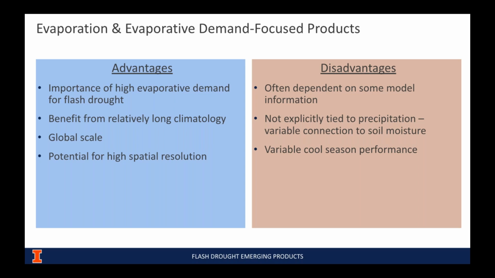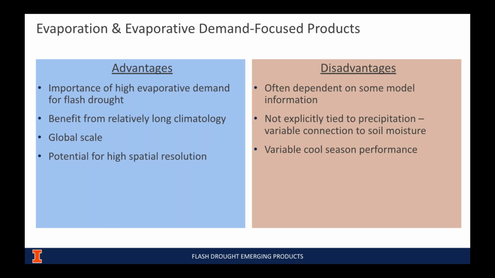I think both Brad and Gwen mentioned the anomalies, maybe percentiles translated to the US Drought Monitor. Both of those often rely on a relatively long climatology to capture not just the mean state of evaporative demand, but also the extremes. And when we're talking about flash drought, it's really the extremes that matter. So adequately capturing those really depends on a relatively long climatology, and a lot of these products benefit from that.